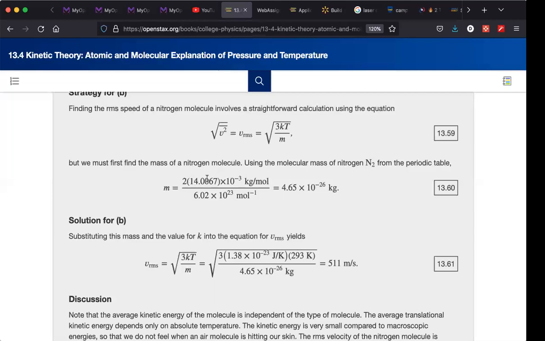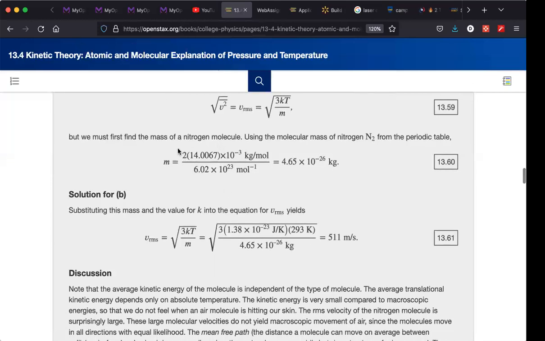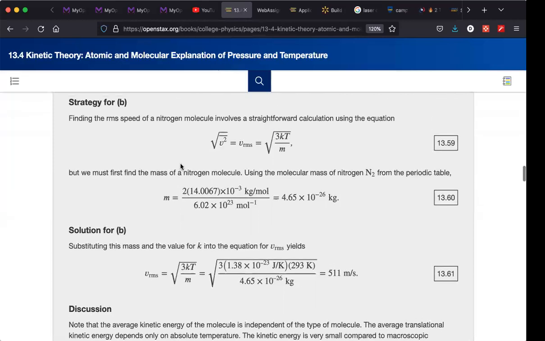And then you multiply that by 10 to the minus 3, and you get that as kilograms per mole. And then you divide that by the number of molecules per mole, and you will get the amount of mass. So that's what they've done here. And they actually multiplied by 2 because they have 2 nitrogen atoms, and this is the molecular mass. So they call that the mass of a nitrogen.